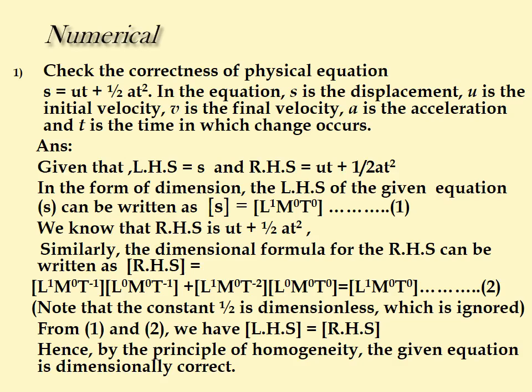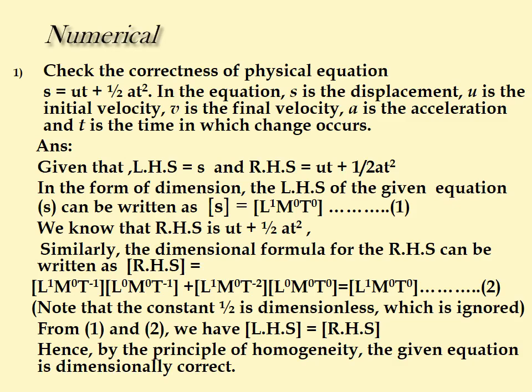Similarly, the dimensional formula for the RHS can be written as: dimension of RHS = [L¹ M⁰ T⁻¹] × [L⁰ M⁰ T¹] + [L¹ M⁰ T⁻²] × [L⁰ M⁰ T²] = [L¹ M⁰ T⁰]. This is equation number 2.